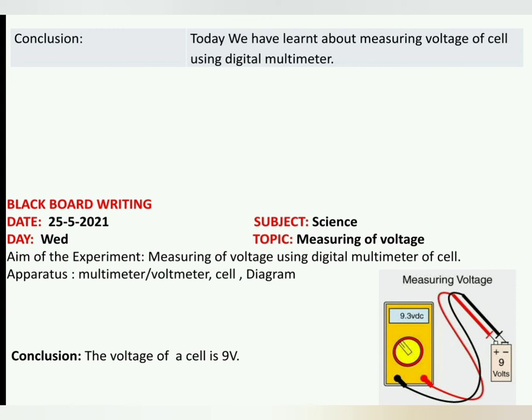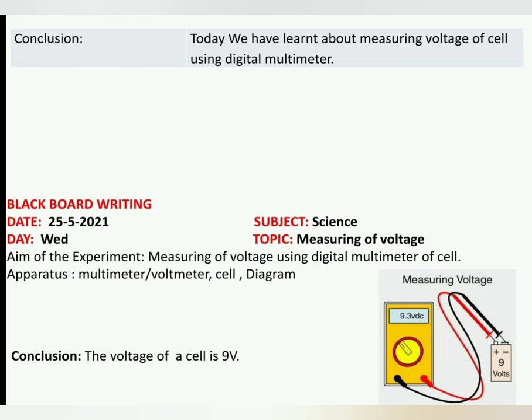At the end of the experiment, at the end of the demonstration, teacher will give a conclusion remark. Okay, so conclusion is written over here. Teacher may say that okay, so we have learned about measuring voltage of a cell using digital multimeter.